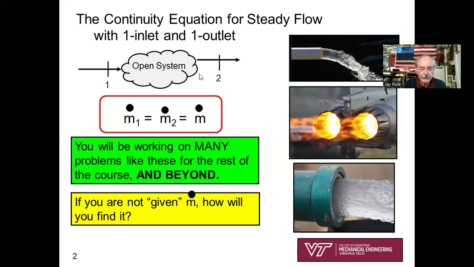And so for this particular sketch, I'm going to start with m dot 1 equals m dot 2 for my little open system example, and we're just going to say that equals m dot. Since they're both equal to each other, I've got one inlet and one outlet. You're going to be working on many problems like these for the rest of the course and beyond. And typically there will be situations where you're not given the value for the mass flow rate, m dot.